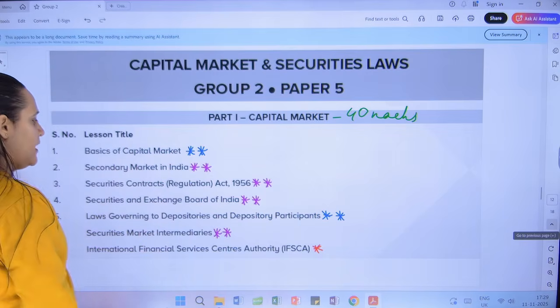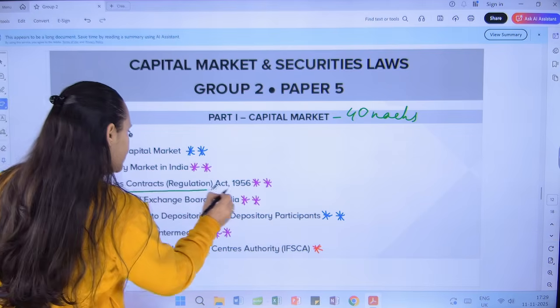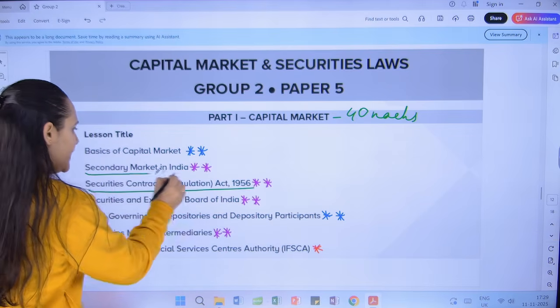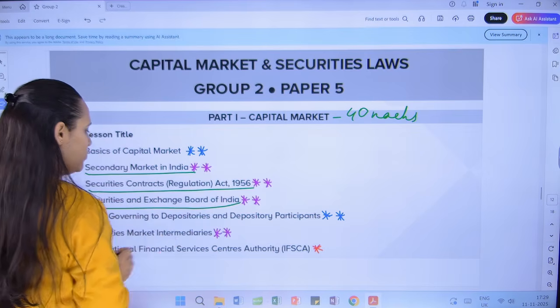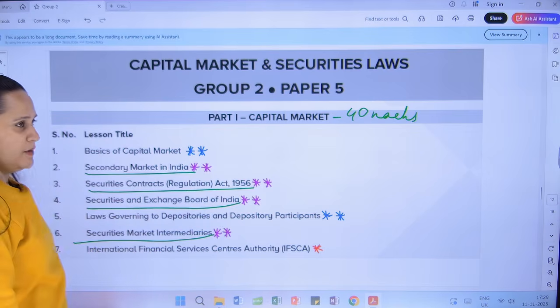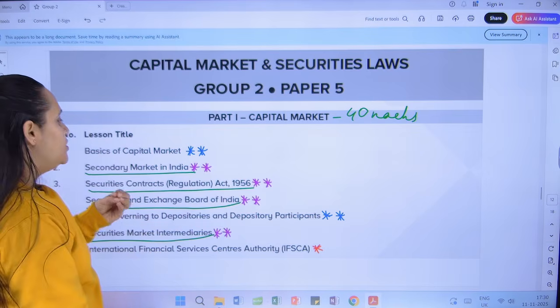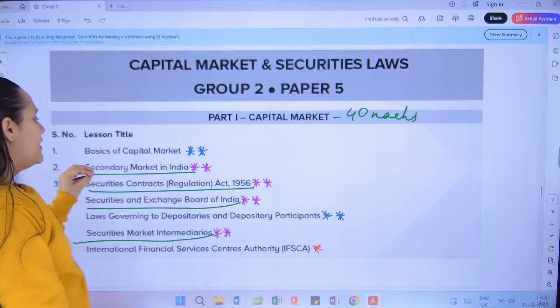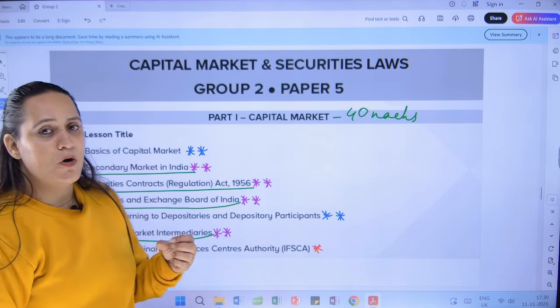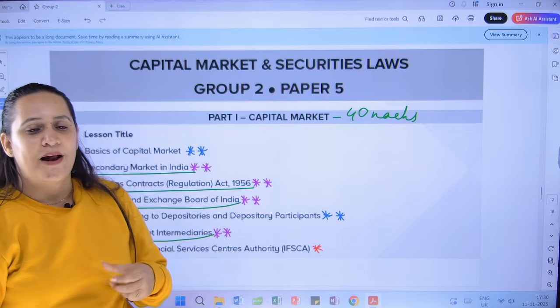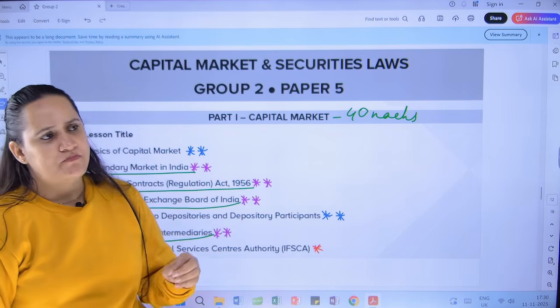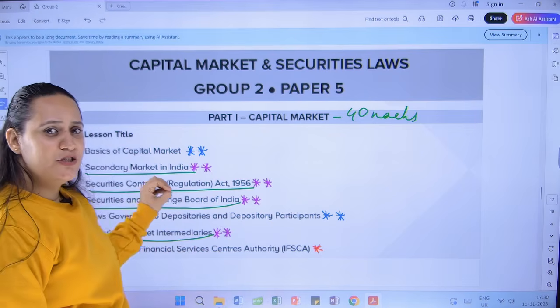High weighted chapters are the Securities Contract Regulation Act, the secondary market, the Securities Exchange Board of India and securities market intermediaries. Very, very important. Generally, according to me, the secondary market in India is not a very significantly important chapter from practical applicability, but that is the chapter that institute focuses on.